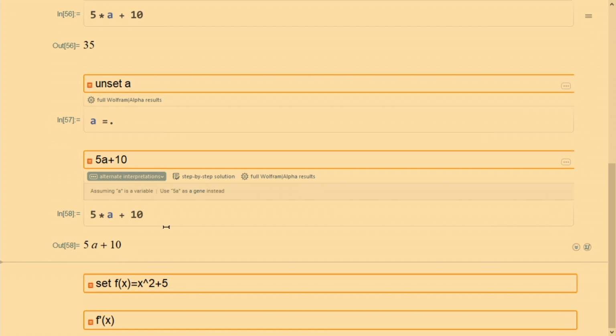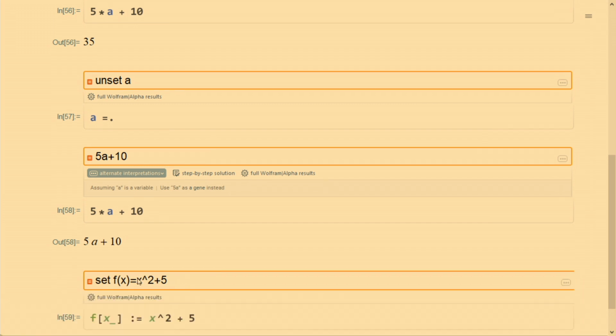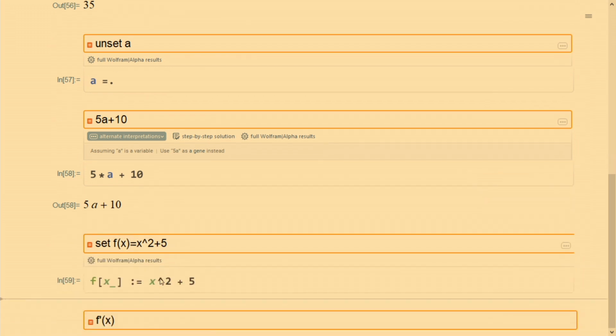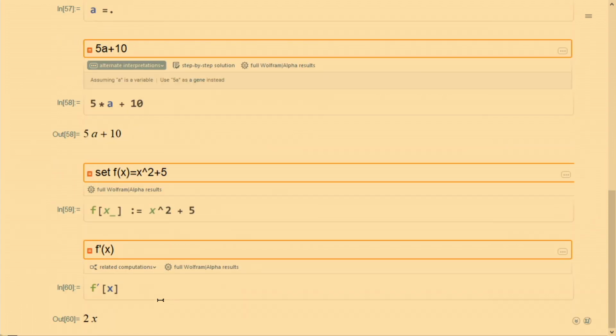So just as Wolfram language notebooks have this notion of calculations and the kernel is remembering what's going on, Wolfram Alpha Notebook Edition has this as well. As you work through these projects, you can define things and undefine things in the same way. You can also define functions. So if I say set f of x equal to x squared plus 5, and then I use the derivative notation for that, or work with f of x, the notion of f of x is present in this as well.